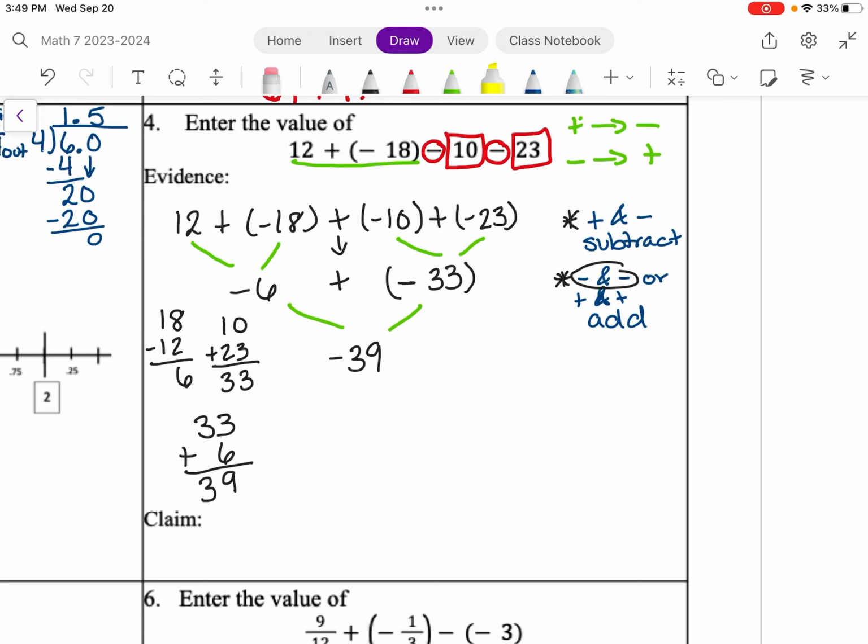Now to write my claim, again, the question is asking me for a value. So using that, I can write my claim. The value is negative 30.